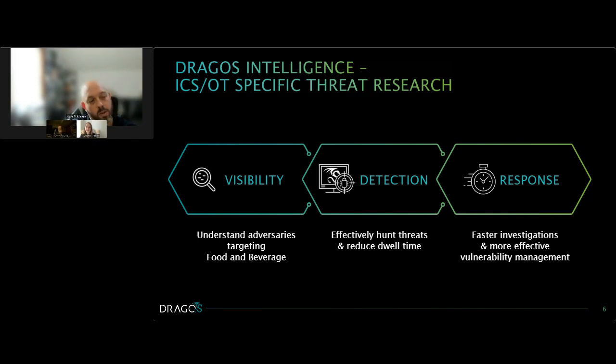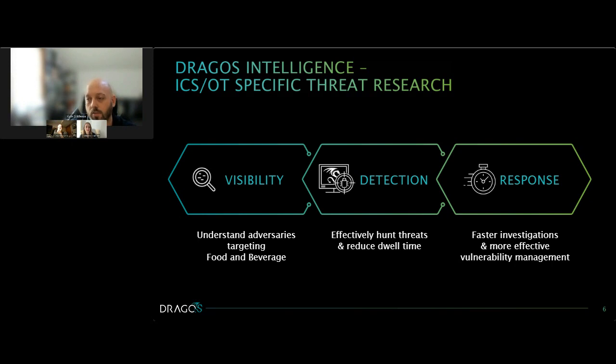And then secondly, we're looking at that detection piece. So once we understand what these threat groups are doing, what tools they're using, how they're doing it, how they're targeting the food and beverage industry and any ICS related entity, how can we keep on top of that? How can we see what they're doing? How can we slow down their operations? How can we alert to different things going on in a more efficient way?